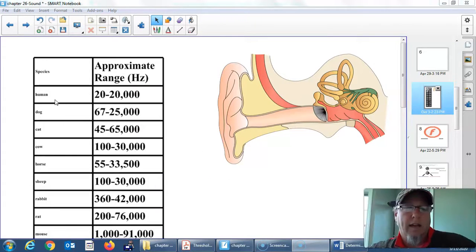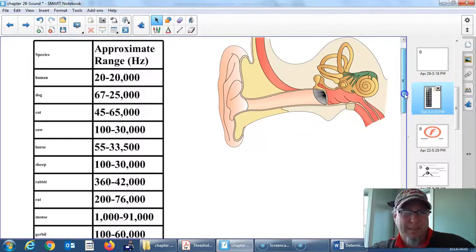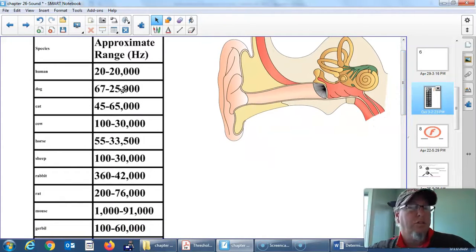So I found this on the internet. This is all different animals and what their range of hearing is. It's something that you can easily look up. I'm not going to put something like this on the test, but I might ask you, say, what a dog could hear or what a cat could hear. So those are definitely worth writing down, things that were in the notes.